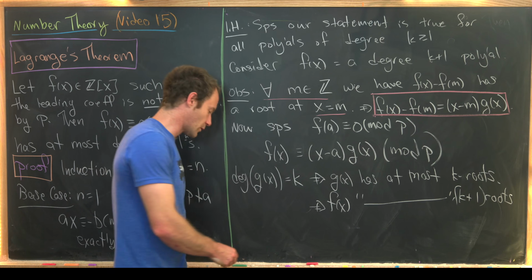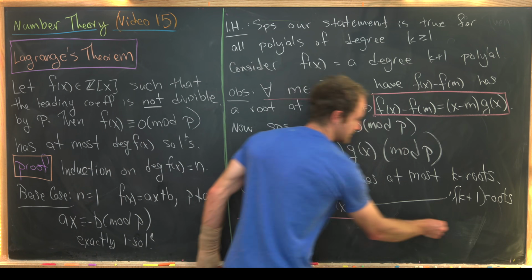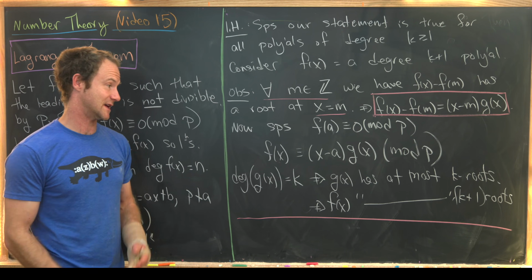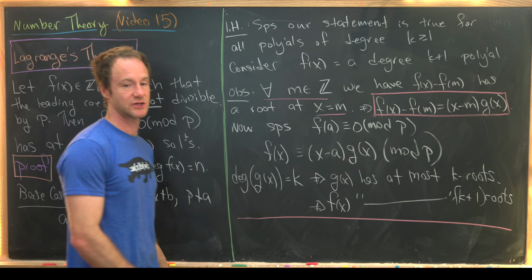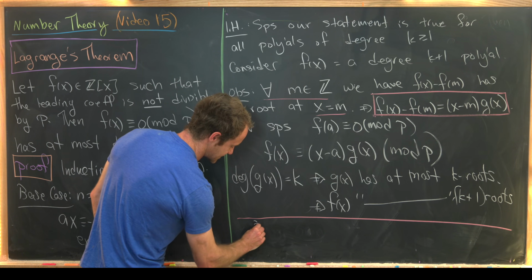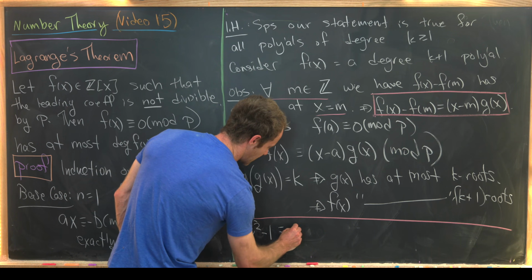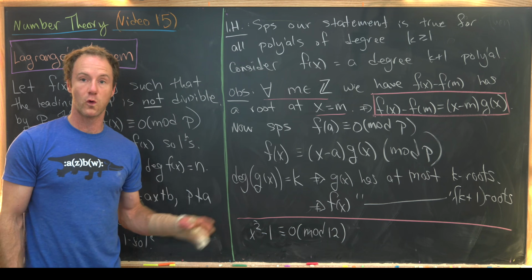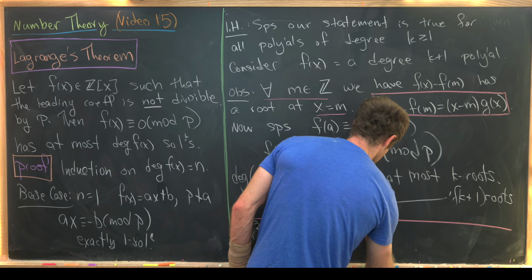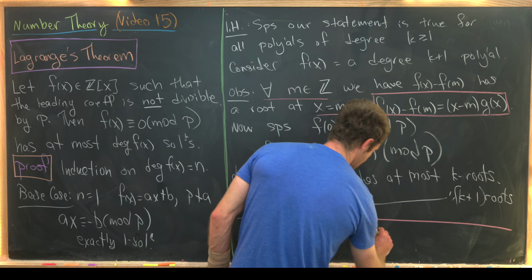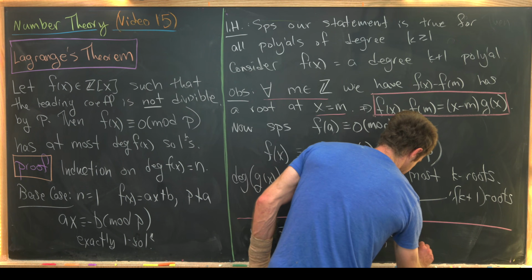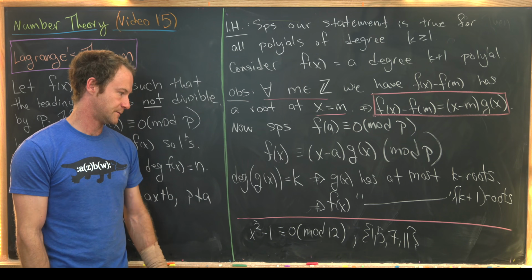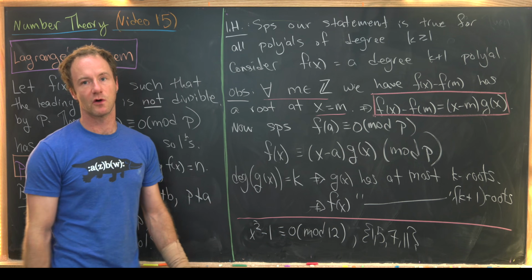Okay, now before we move on to our next result, I want to look at a case when we're working modulo not a prime and see that this is not true. Notice if we take x squared minus 1 congruent to 0 mod 12, we have 4 solutions to this. And our solutions come from the set 1, 5, 7, and 11. You can check that all of those square to 1 mod 12, and so that when you subtract 1, you get 0 mod 12.